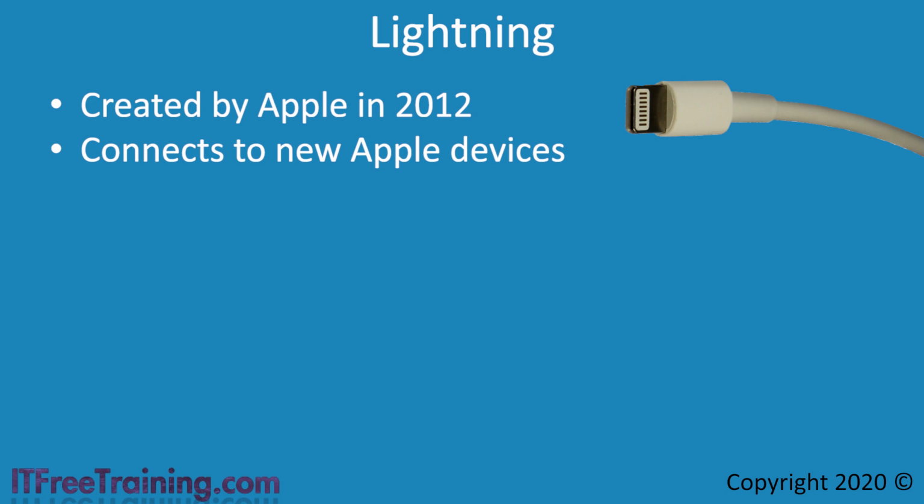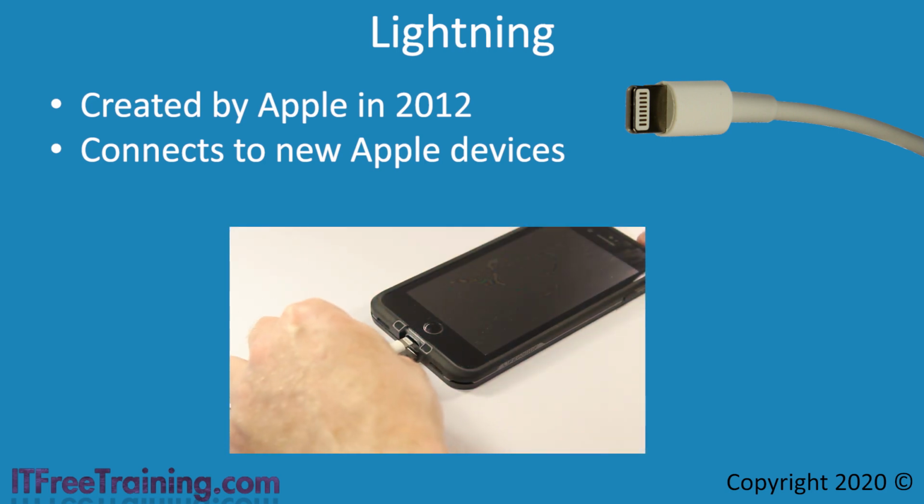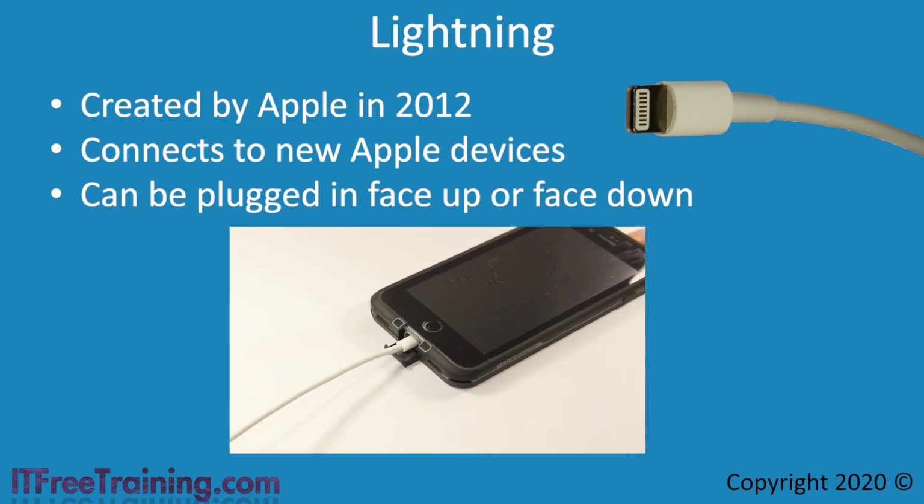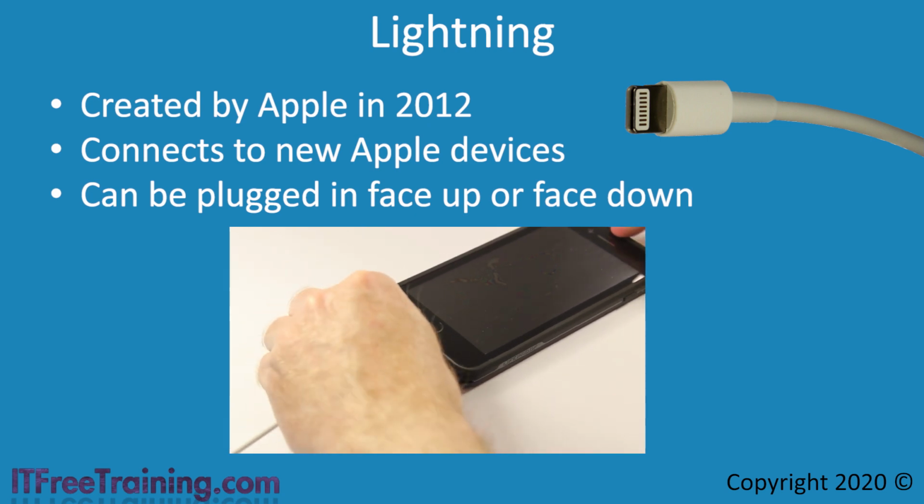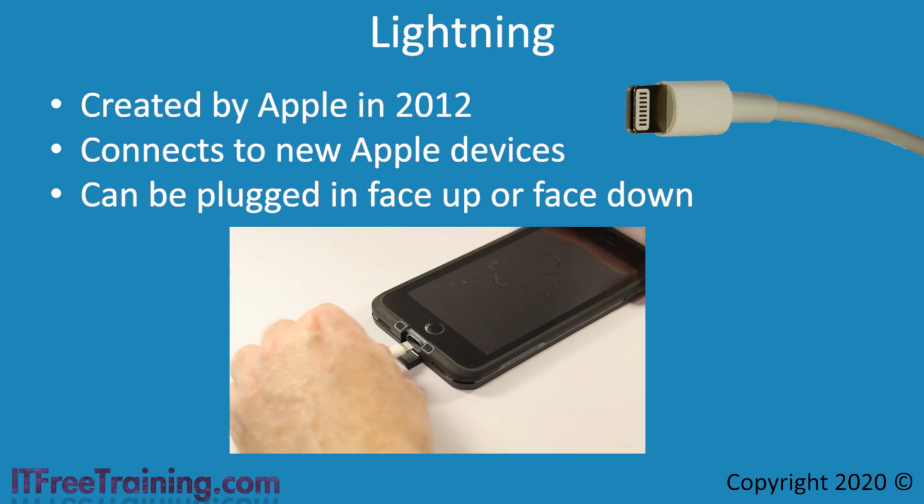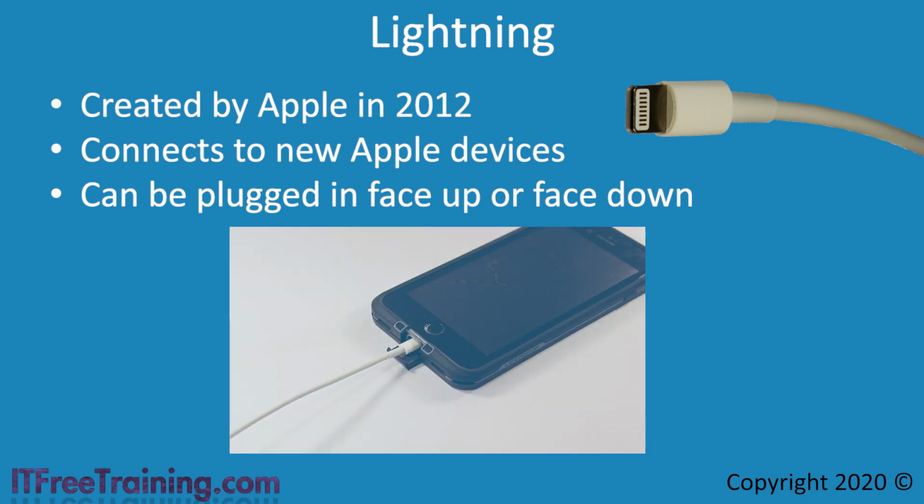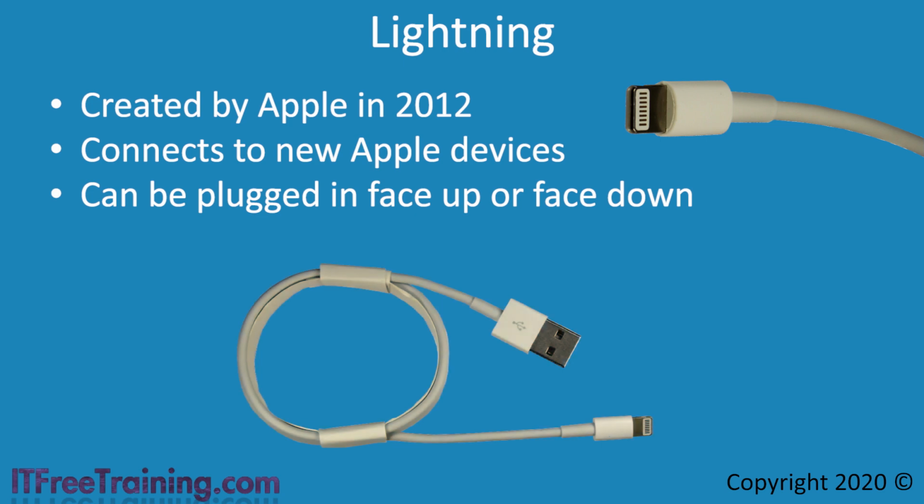The Lightning cable is different from other cables on the network in that it can be plugged in either face up or face down. Most other connectors are keyed so they can only be plugged in one way. The other connector used with the Lightning cable is generally USB, like the one shown. USB-C is also available, which will allow, if the device supports it, USB 3 speeds.